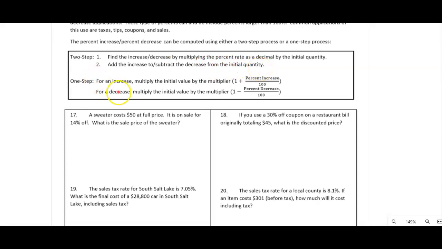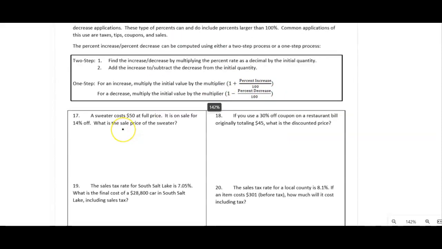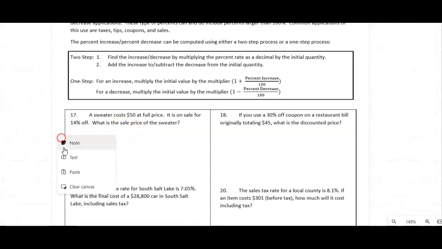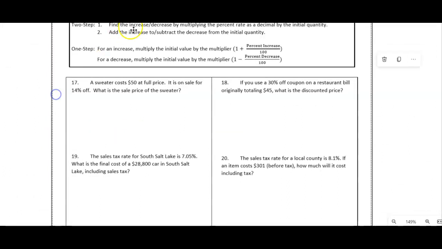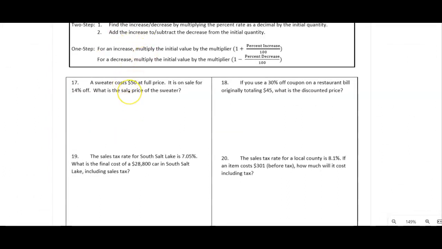And then our one step. We multiply the initial value if it's an increase by 1 plus the percent increase over 100, or for a decrease by 1 minus the percent decrease over 100. Let's demonstrate. Number 17. A sweater costs $50 at full price. It is on sale for 14% off. What is the sale price of the sweater?